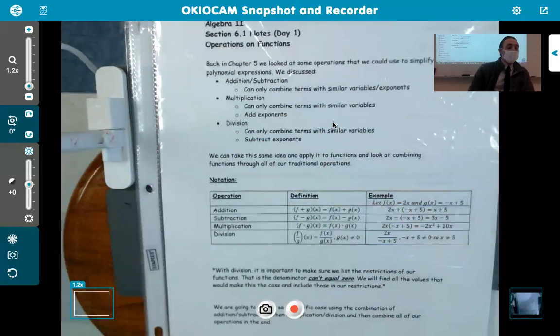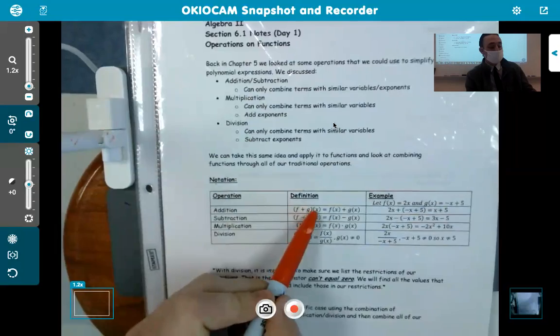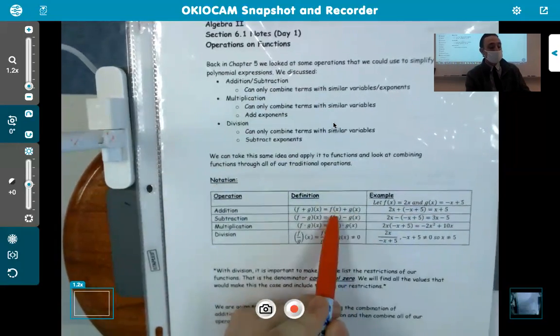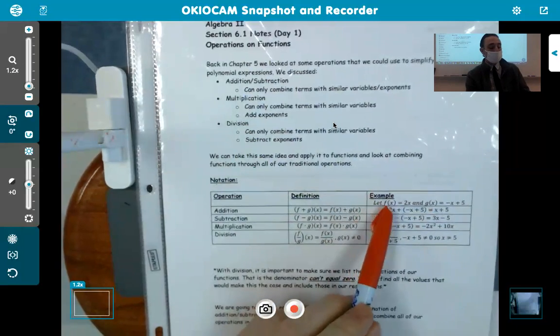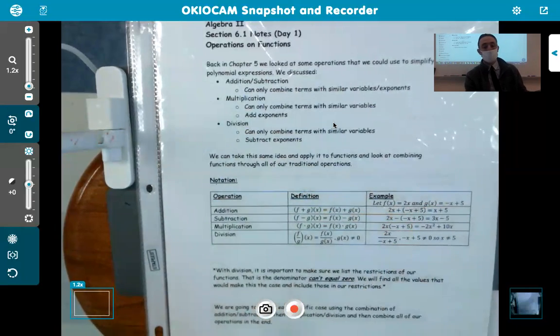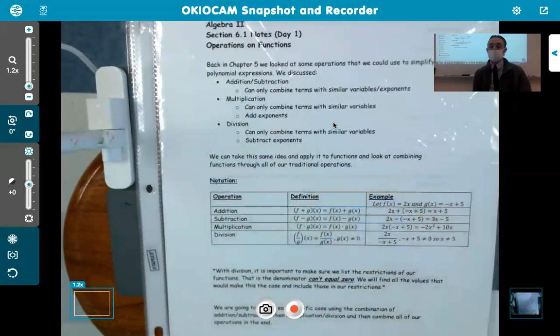When we are adding things together, the definition they'll show you is f plus g of x. So you have two separate functions, f of x and g of x, and you're just adding each of those together. In this example, we let f of x be 2x and g of x be negative x plus 5, and we'll use those two functions for all of our examples here. All we're doing is adding things together, combining any like terms that we see, similar variables, similar exponents, just like we noted above.